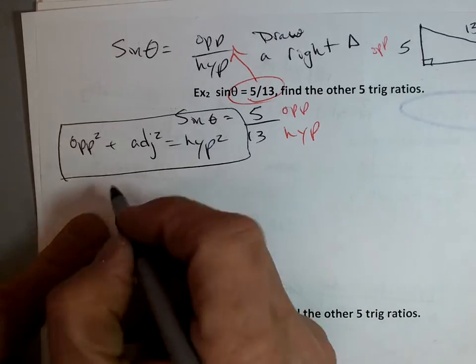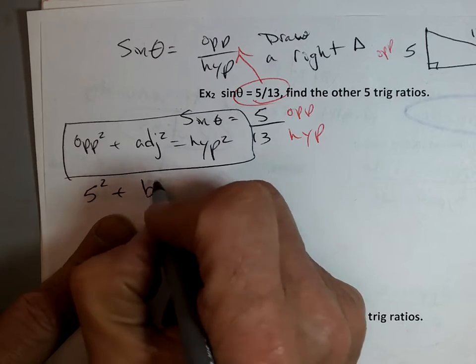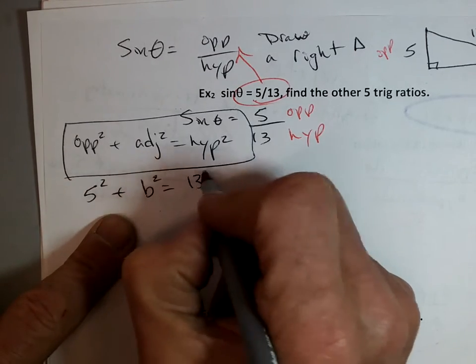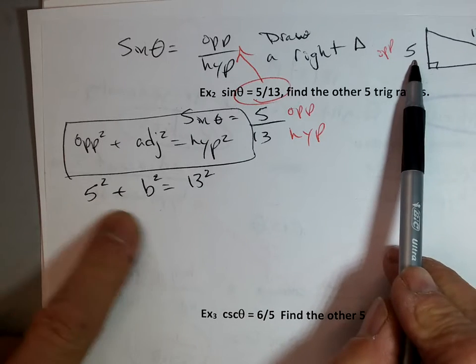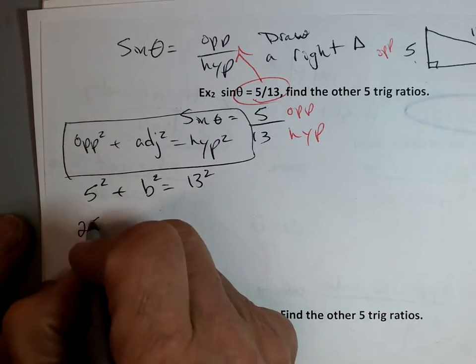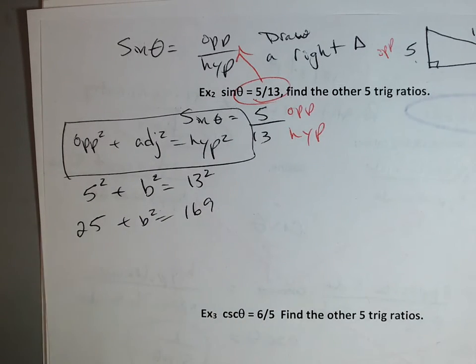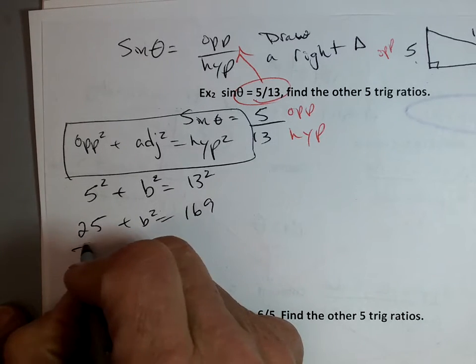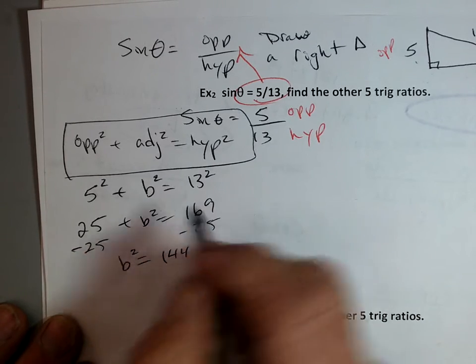Okay, now this is easy. So I've got 5 squared plus my adjacent squared, which I don't know, I'll call it b squared, equals my hypotenuse squared, which is 13 squared. So I've got 25 plus b squared equals 169. I just happen to know these numbers. Then to solve for b squared, I go minus 25 on both sides. B squared equals 144, right?